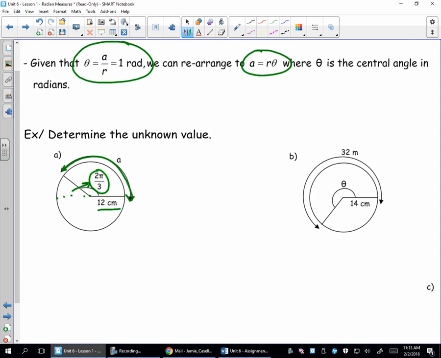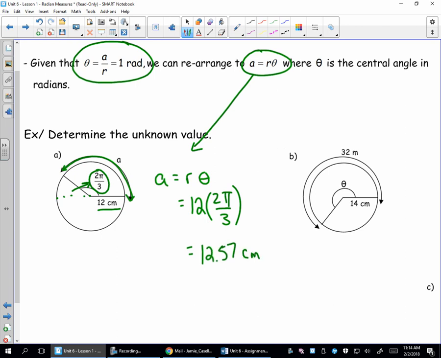Let's take our formula here. If I can use this one, A equals r theta. How much of the circle have we gone around? Well, if the radius is 12 centimeters and our central angle is 2 pi over 3, I can use pi as a pi number or as a decimal, right? I type that in my calculator, I get 12.57 centimeters. That's how far someone has walked around the circle if the person seeing the angle change has an angle of 2 pi over 3.